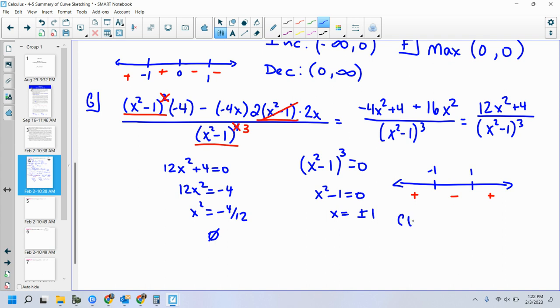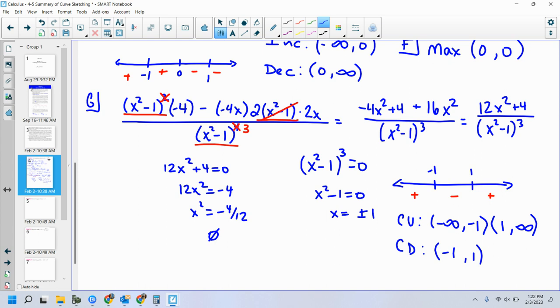So this is concave up from negative infinity to negative 1, and then as well from 1 to infinity. This is concave down from negative 1 to 1. Possible stupid question, but whenever you were testing on the second one, you plugged that into the double prime equation, right? Yeah.